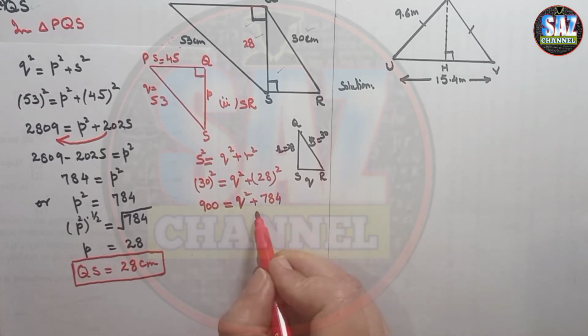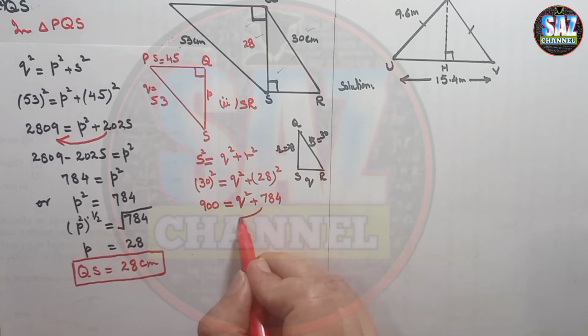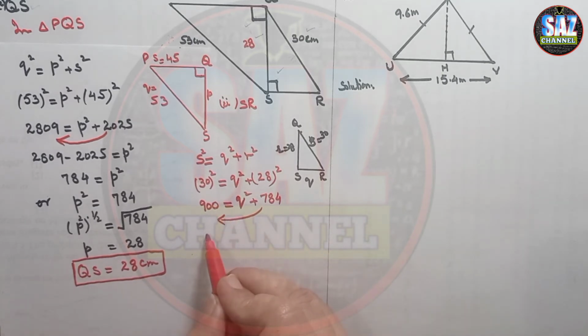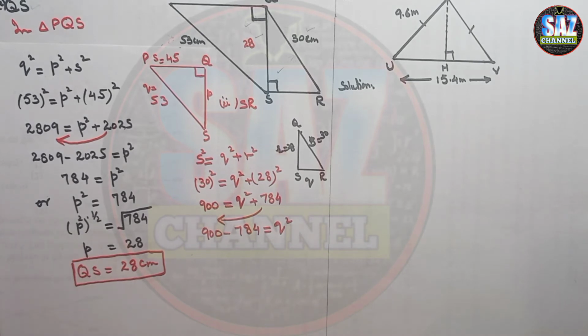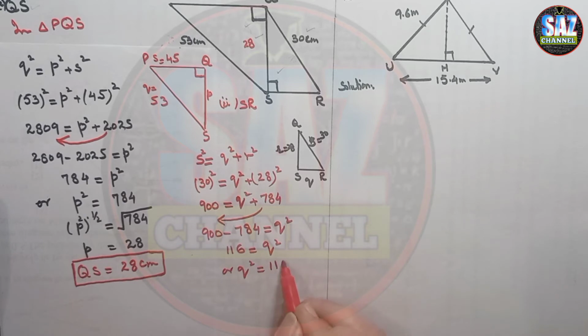784. Now in order to get the value of Q, shift this 784 to the other side, and the equation will take the form 900 minus 784 equals Q square. Take away 784 from 900, and the equation will take the form Q square equals 116. In order to get the value of Q, we have to take the square root on both sides.